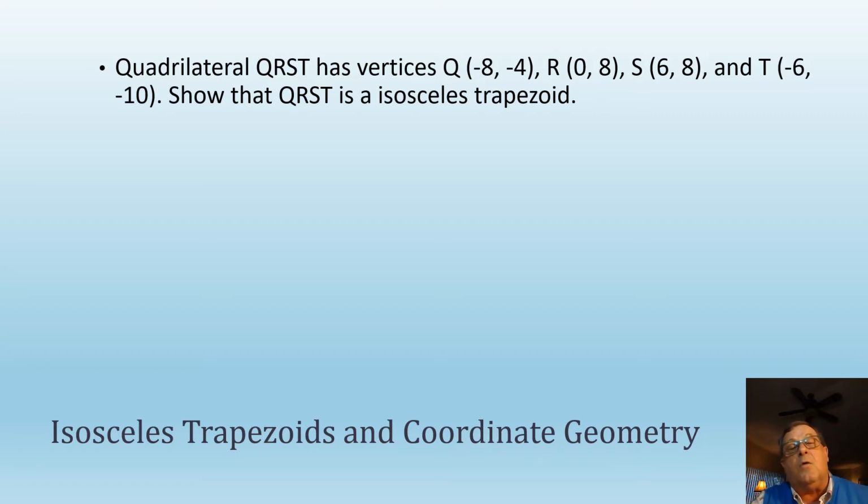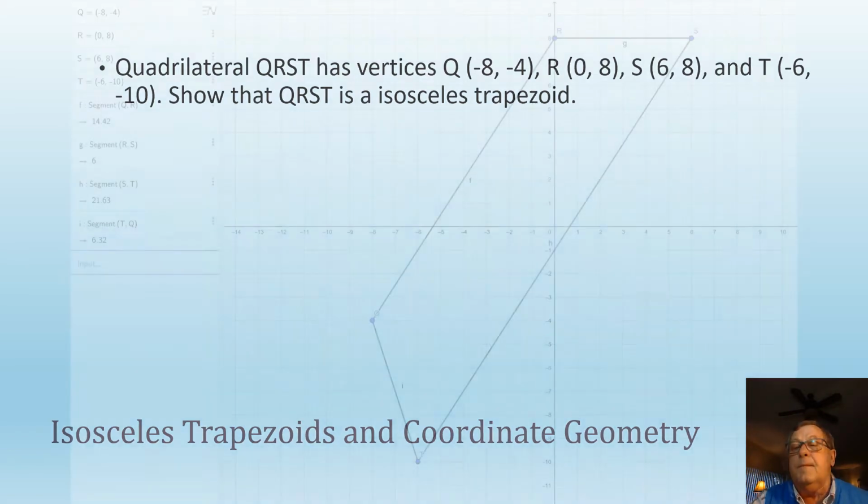So here we're asked to take a quadrilateral, QRST, and we're told that it has certain vertices. Q is at (-8, -4), R is at (0, 8), S is at (6, 8), and T is at (-6, -10), X and Y coordinates in the ordered pair. Show whether or not QRST is an isosceles trapezoid. Well, let's go to the next slide.